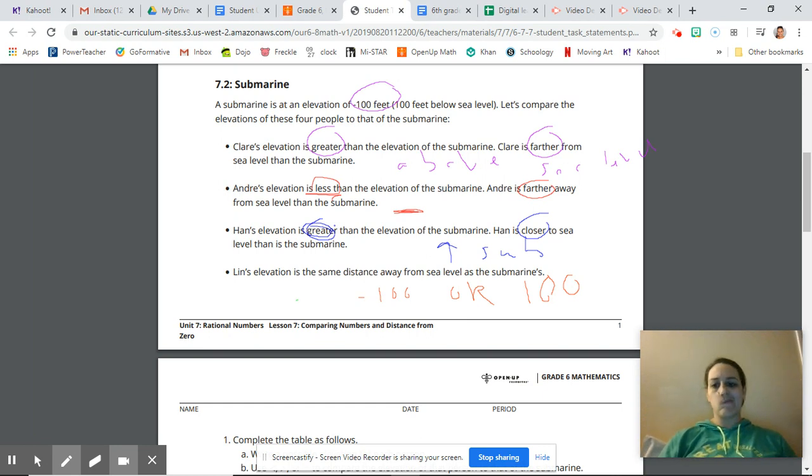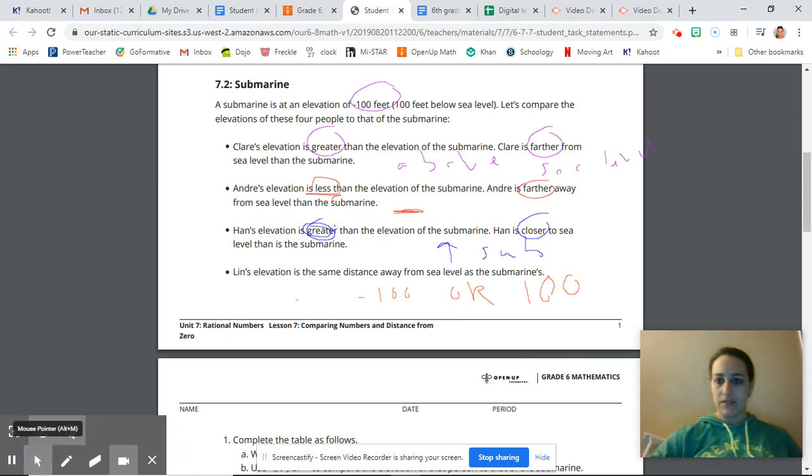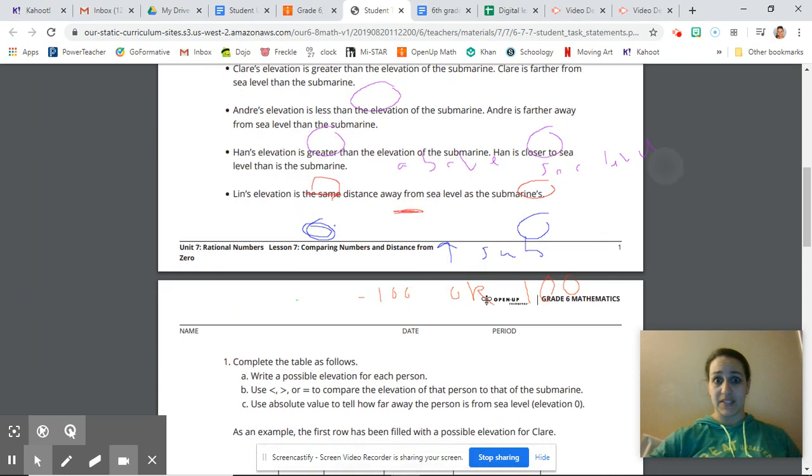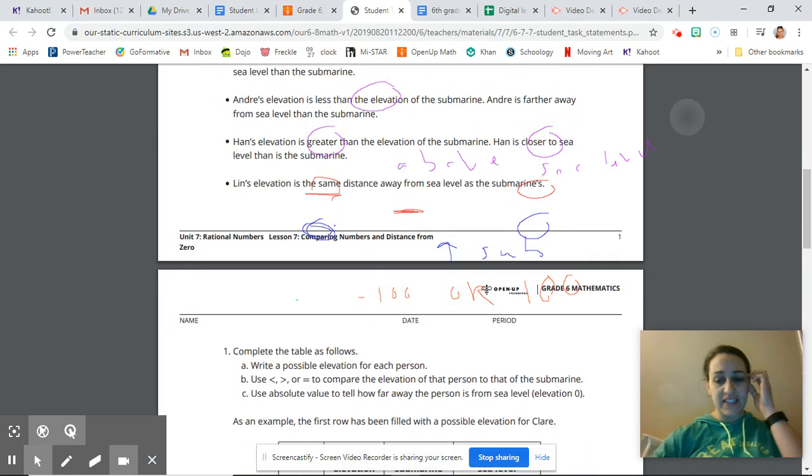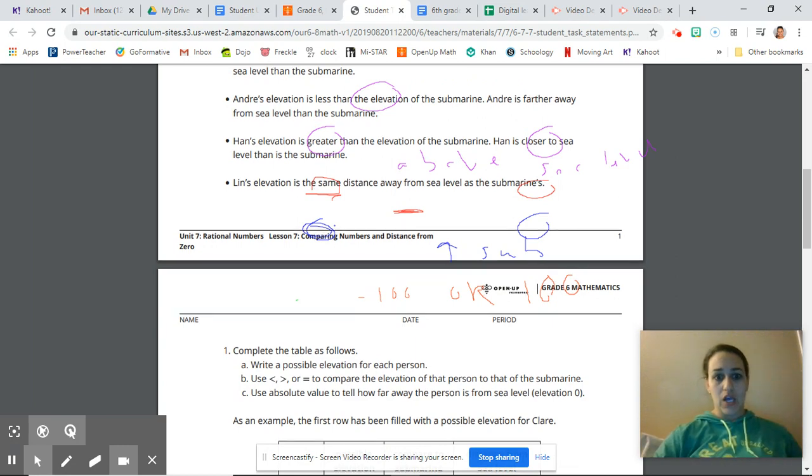Now, this is really going to be trying to see how I can not erase this, but still be able to see things, so I can kind of scroll back and forth here. So we're going to complete the table as follows. We need to write a possible elevation for each person, use greater than, less than, or equal to symbols to compare the elevation of the different people to the submarine, and use absolute value to tell how far away the person is from sea level. And sea level is our 0 in this situation.